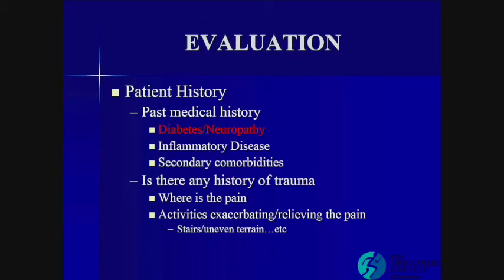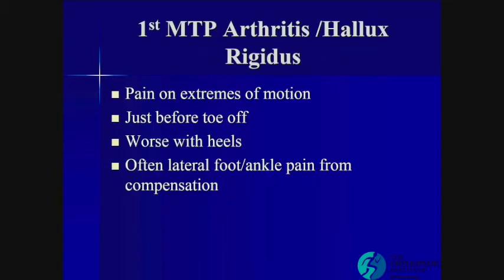Again, systematically, there's like a broken record here. We talk about the diabetes, the neuropathy. Is there any inflammatory disease, secondary comorbidities, any history of trauma, worse the pain, and so forth. But there's a reason why I do that, and we're going to get on that in a little bit. But how do these patients present?